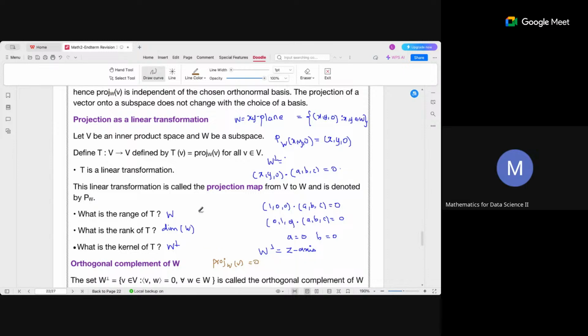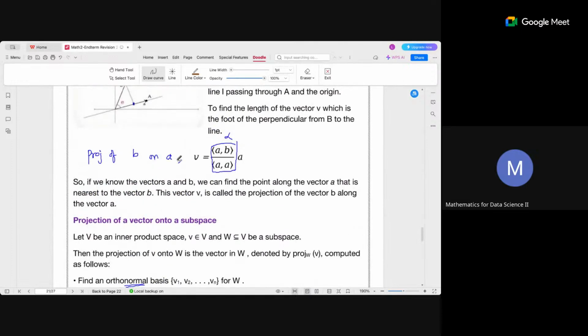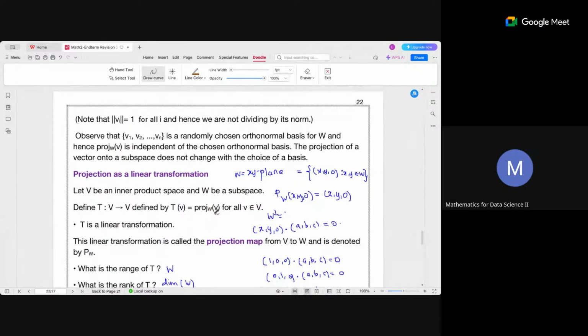I'll explain it using this. This is the projection of B on A. Suppose this projection of B on A is 0. What does that mean? Inner product of A comma B by inner product of A comma A, into A, is 0. Your A is a non-zero vector, so it means inner product A comma B is 0. It means your vector B is perpendicular to A. The same you can visualize for a general vector space and a general subspace W also.